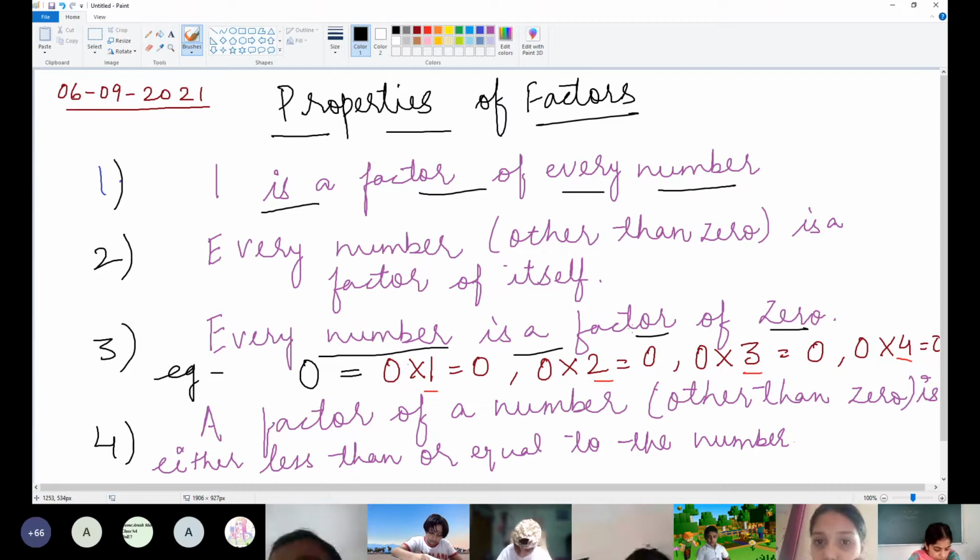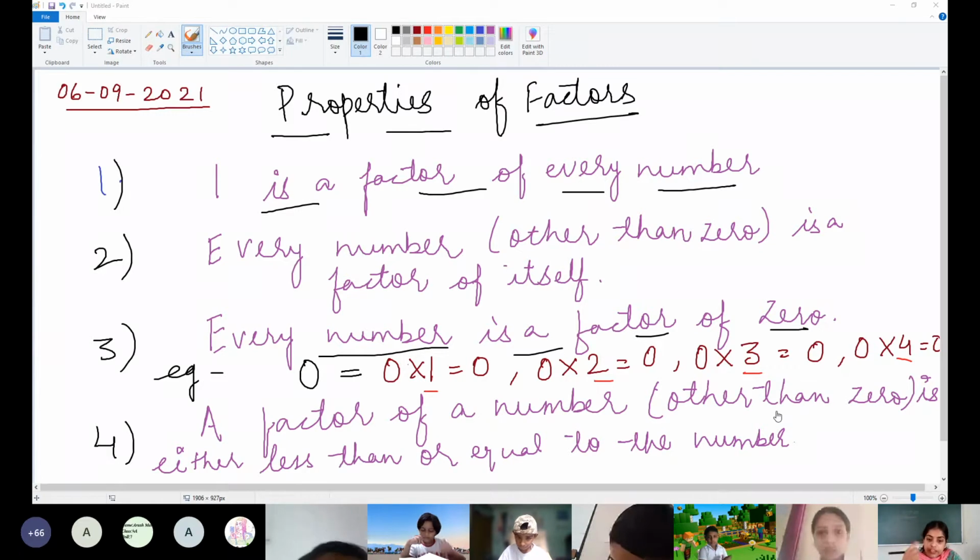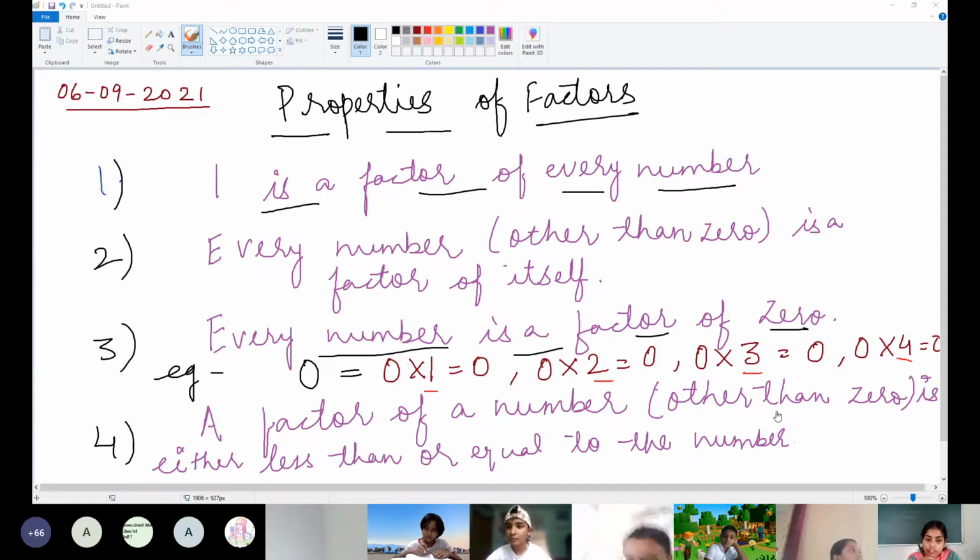A factor of a number other than 0 is either less than or equal to the number. Now in this statement, beta, you can see what it is saying: take any number, the factor it has, except 0, other than 0, is either less than that number or equal to the number. Children, if I say find out the factors of 6. What are the factors of 6? 1, 2, 3, and 6.